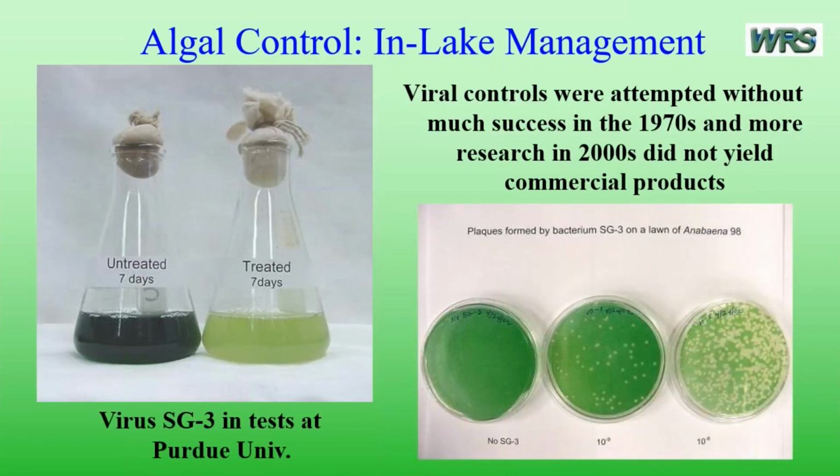Viral controls are really popular twice, once in the 70s, once in the early 2000s, at least on the research front. We've never really developed any commercial products that work. And I think the real reason comes down to this. You have your untreated, which is just horribly green or dark. Your treated looks like that. Are you really going to be any happier with your lake looking like that? You know, it's hard to get complete control with biological means.